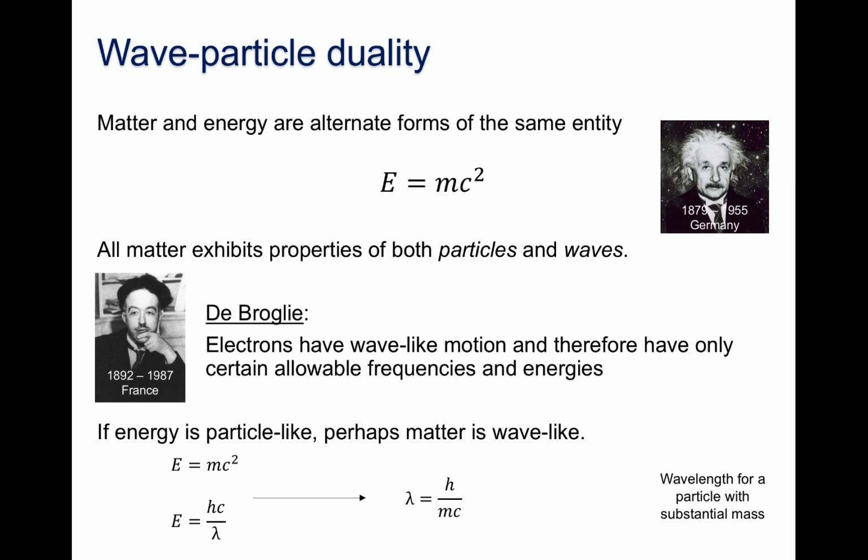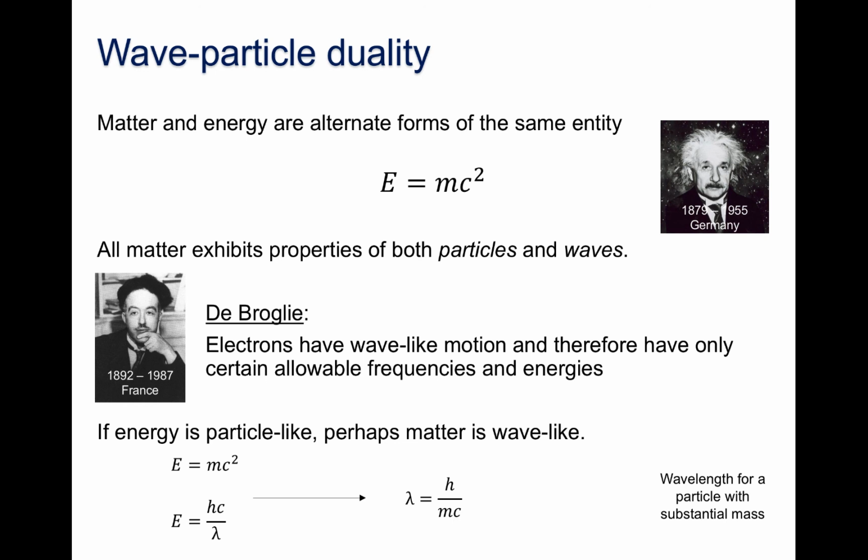And then de Broglie thought electrons have wave-like motion and therefore only have certain allowable frequencies and energies. And if energy can behave as particles, like Einstein suggested, perhaps matter also has properties of waves. And so Einstein's equation was combined with this other energy equation that we talked about earlier in the chapter, where energy is equal to Planck's constant times the speed of light divided by the wavelength. If you put these two together and simplify it, you get the equation wavelength is equal to Planck's constant divided by mass times the speed of light.